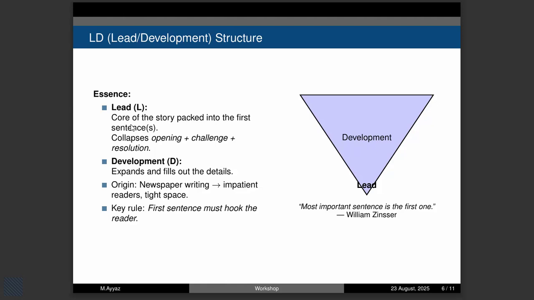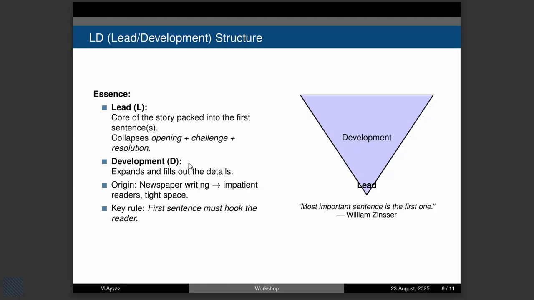The lead comprises the core of the story packed into the first sentences. In the lead, we are collapsing the opening, challenge, and resolution into 1 to 2 sentences. And then we expand our lead into the development, which fills out most of the detail, usually in 1 or 2 sentences.